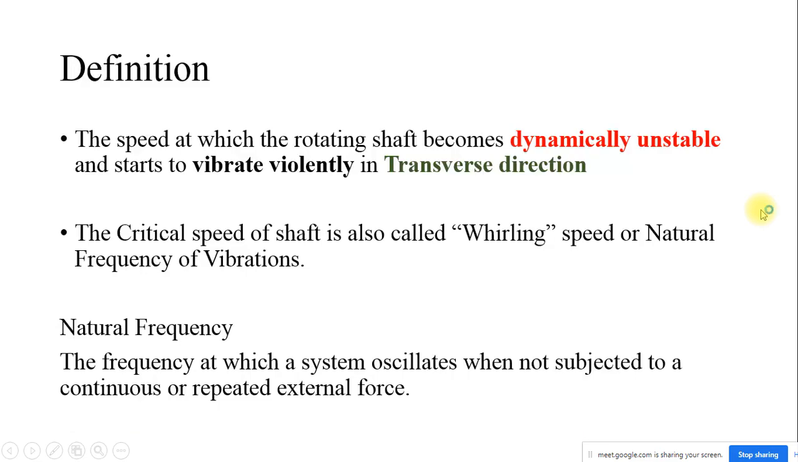So next, let us come to the definition of the critical speed. It is the speed at which the rotating shaft becomes dynamically unstable. That is what we have seen in our previous video. The shaft is unstable. We don't even know when it will come out of the plunger where it has been holding, and it starts to vibrate violently in the transverse direction. That is what happened in our previous video.